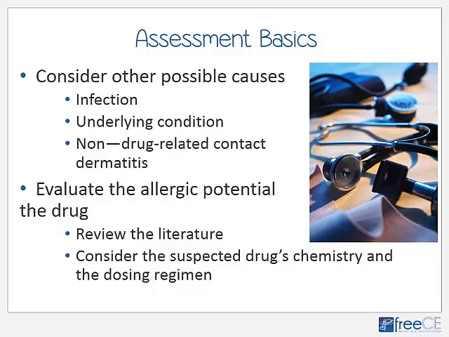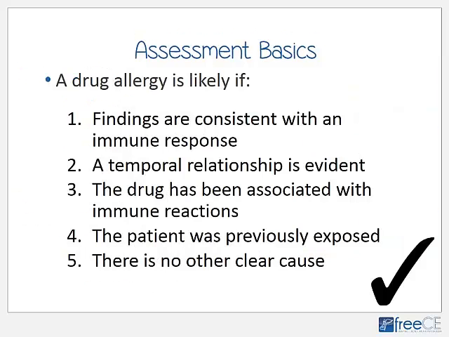You also need to consider the drug itself. Remember, we talked about those drug-related factors that can contribute to drug allergies, and this is the time to consider those. Review the literature a little bit. Consider the presence of those drug-related risk factors, the chemistry, the route of administration, the type of exposure, and see how much information is out there about the prevalence of allergies with this drug. Now, after you look at all of that, you can say that a drug allergy is likely in a patient if the findings are consistent with an immune response. You can see a temporal relationship, if the drug has been associated with immune reactions from your literature search, if the patient was previously exposed, because again, you need that initial exposure in order to induce sensitization, and you really just can't see any other cause.